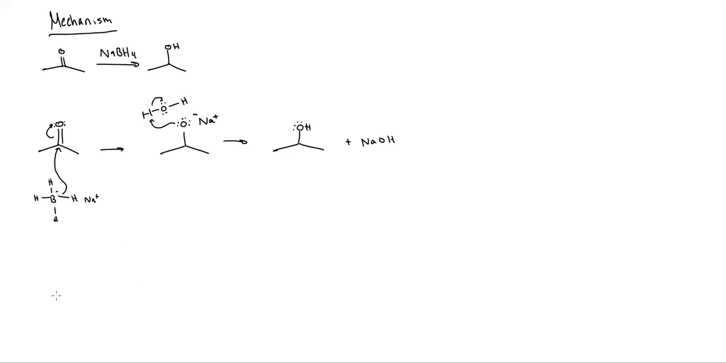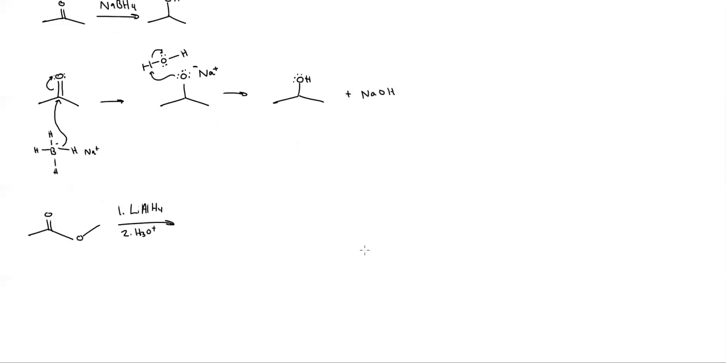Okay, so let's do the mechanism of an ester now. Esters and acid chlorides are going to have the same reaction pathway with lithium aluminum hydride. Okay, so we'll move down a little bit so we have a little bit more room. And so all this is going to do is give me a primary alcohol. All right. So let's look at why.